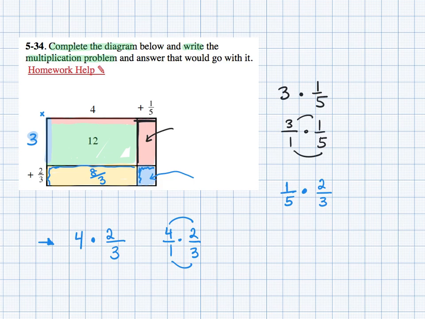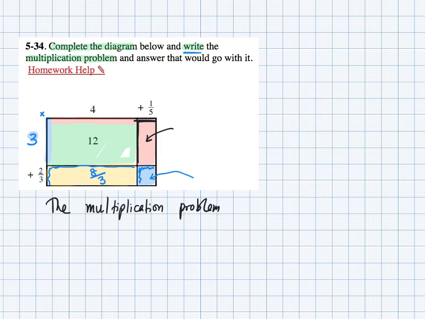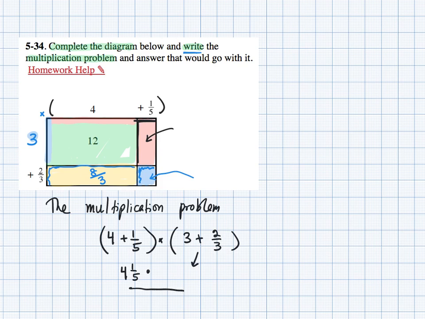Now once we have that, they want us to write the multiplication problem. So we're looking at the length times the width. On top, it says 4 plus 1/5 for the length, and that's an expression, times a little dot or little times, and then let's go on the side. On the side it says 3 plus 2/3. When we have a whole number and a fraction, that really becomes 4 and 1/5. We can add them together, similar to the other one, so write it on your own. So the problem is actually that.